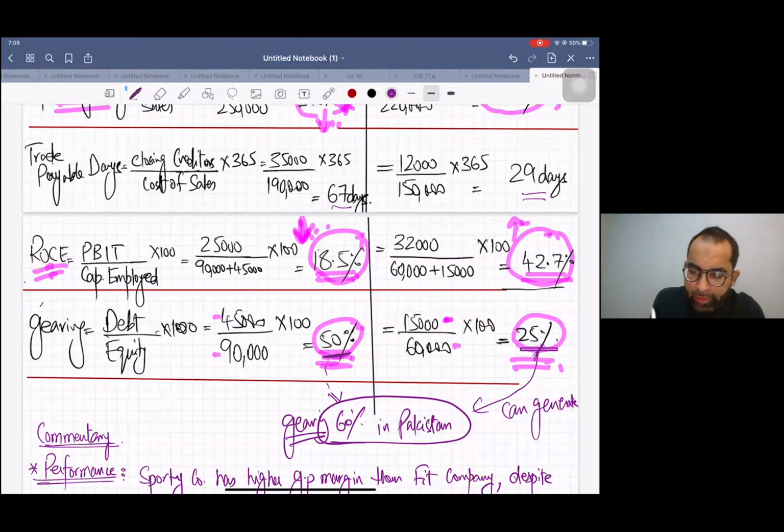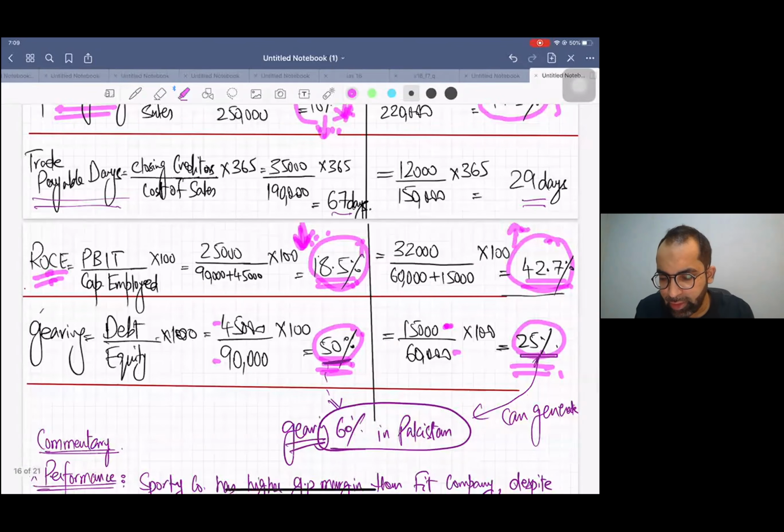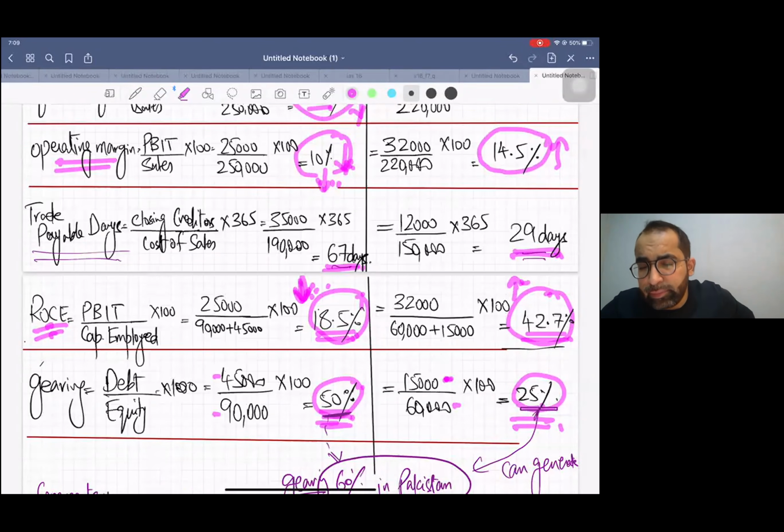Now, one last thing. Trade payable days. What's this? Trade payable days of Sporty is just 29 days and Fit's is 67 days. Simple reason. That means Fit company cannot pay its trade creditors on time. Or you can say Fit company has liquidity issues, and you can prove it as well. You can connect it, and the proof is the cash balance. Fit company is running out of cash, has a low cash balance. That's why Fit company can't pay its creditors on time. This is one of the possibilities.